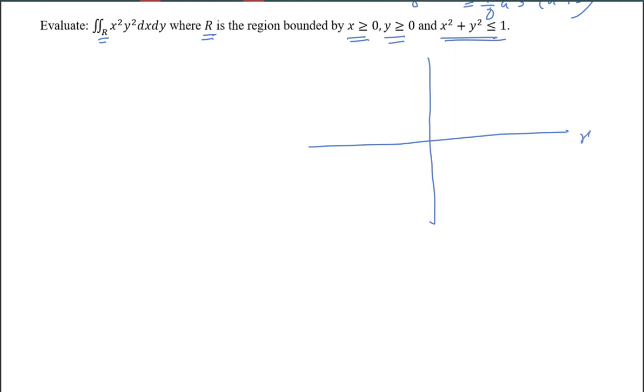This is the x-axis, this is the y-axis. So x greater than or equal to 0, y greater than or equal to 0 means the first quadrant. And x square plus y square is equal to 1 is a circle centered at (0, 0). I can draw the circle like this. But given is x square plus y square less than or equal to 1, which means only this portion. So this portion is your R.